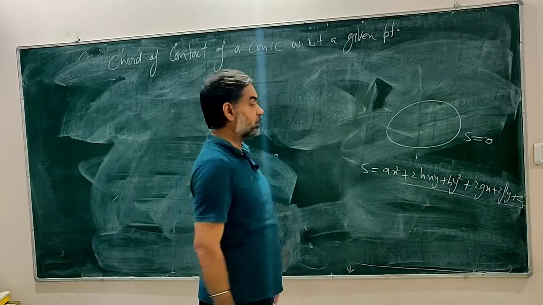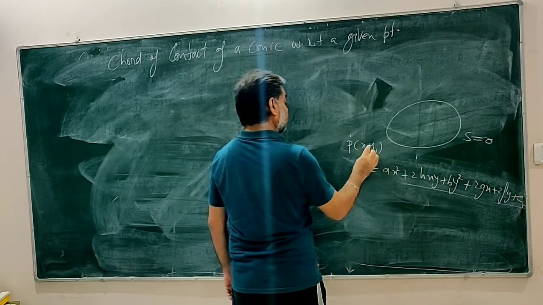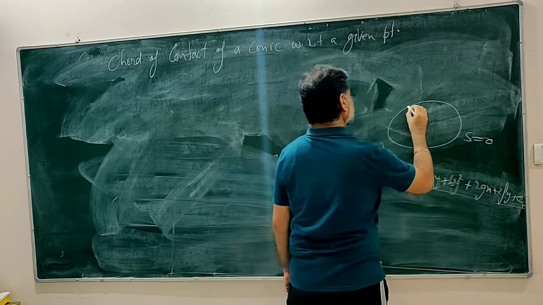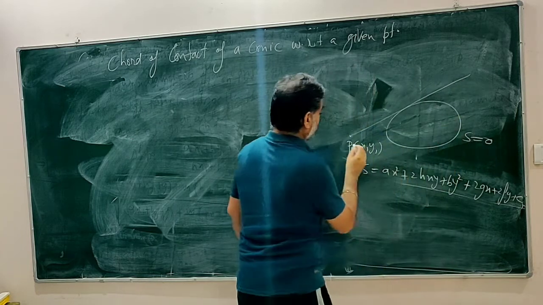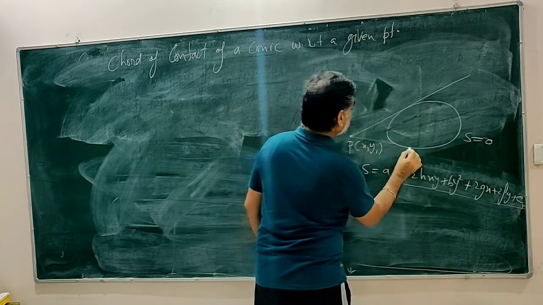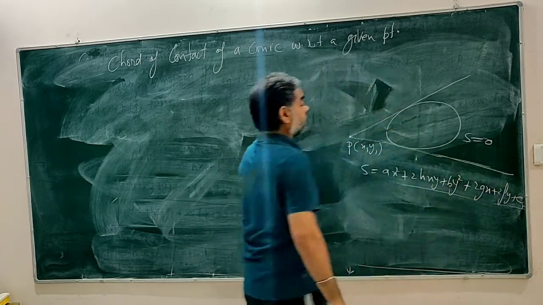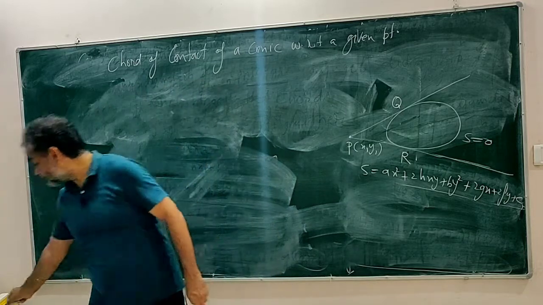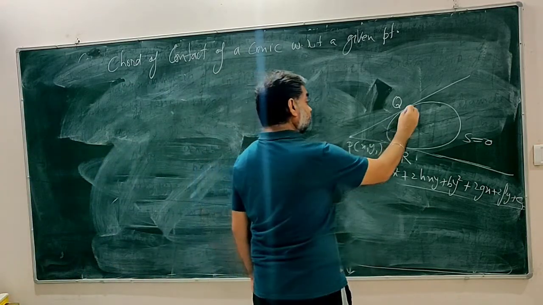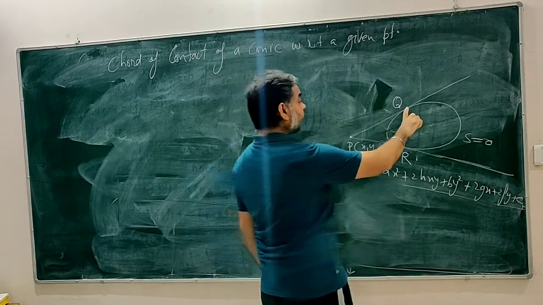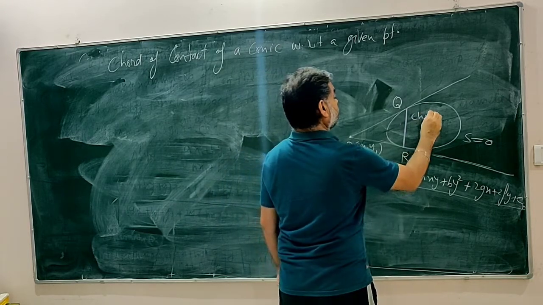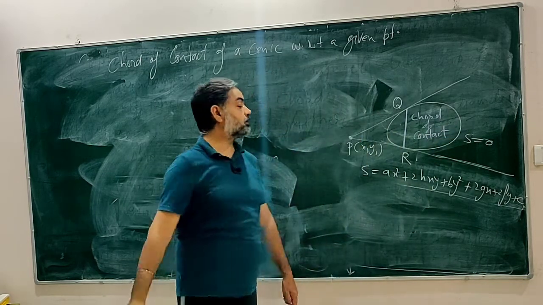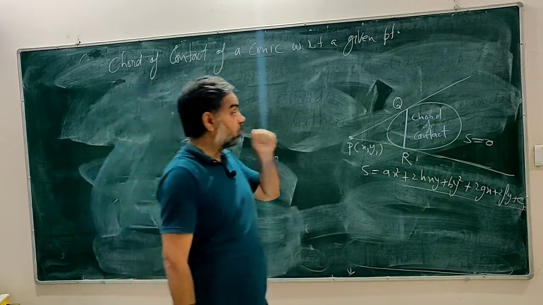Suppose S equal to 0 is a conic, and suppose we have a point P whose coordinates are x1 and y1, and suppose from this point P we draw two tangents to this conic, and suppose these tangents meet the conic at the points Q and R. So if you join Q and R, then this line QR is called the chord of contact of this conic with respect to the point x1, y1. So we have to find the equation of this chord of contact.